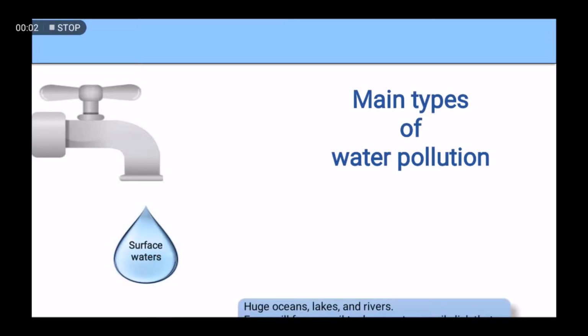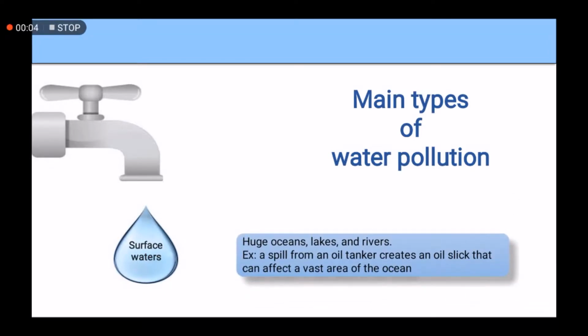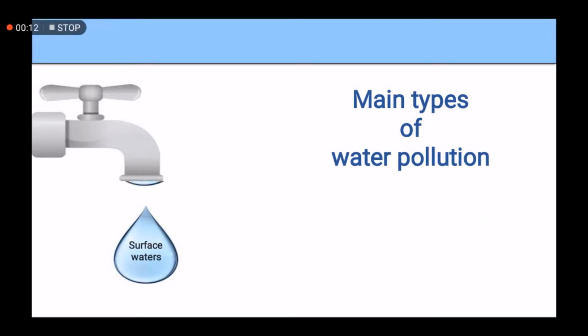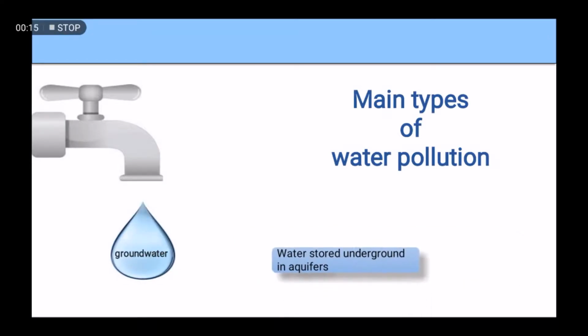Surface waters: huge oceans, lakes, and rivers. Example, a spill from an oil tanker creates an oil slick that can affect a vast area of the ocean. Groundwater: water stored underground in aquifers.